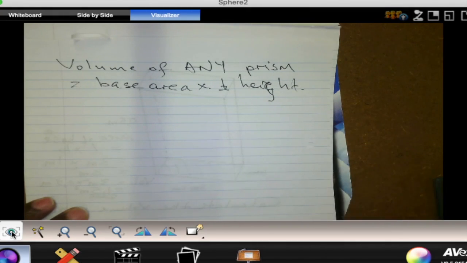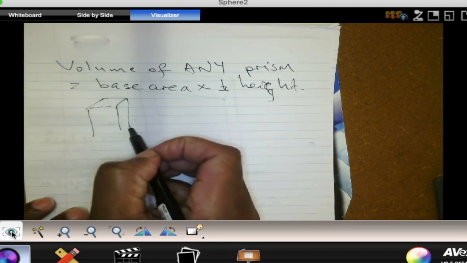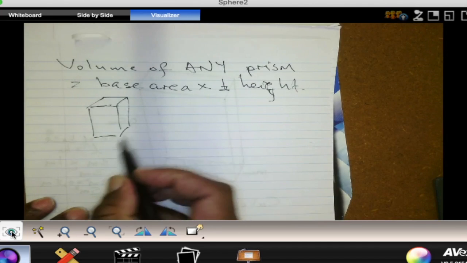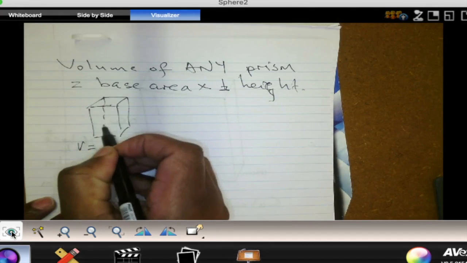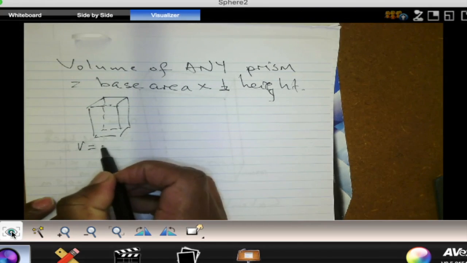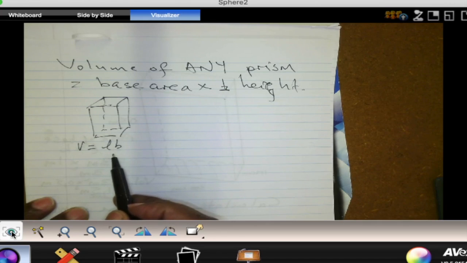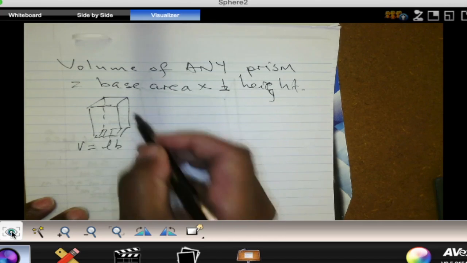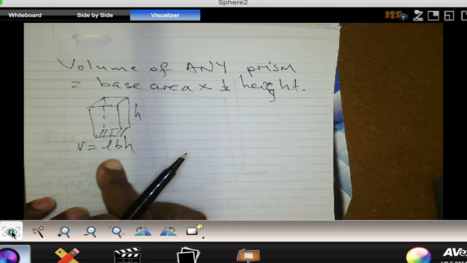It's any prism. So if it's a rectangular prism, then volume will be equal to the base area times the height. Do we see that the base will be a rectangle? Which is why there is L times B, right? Because we use LB for area of the base. But the height is H. So you end up with V equals LBH.